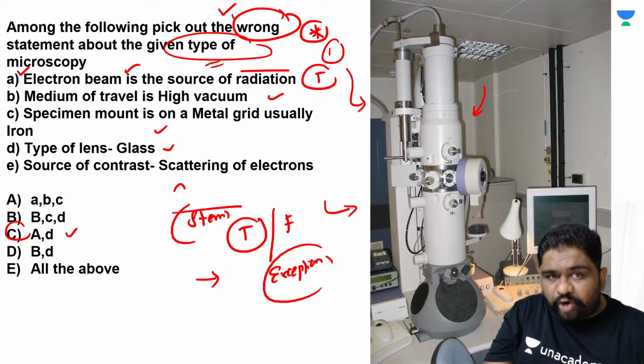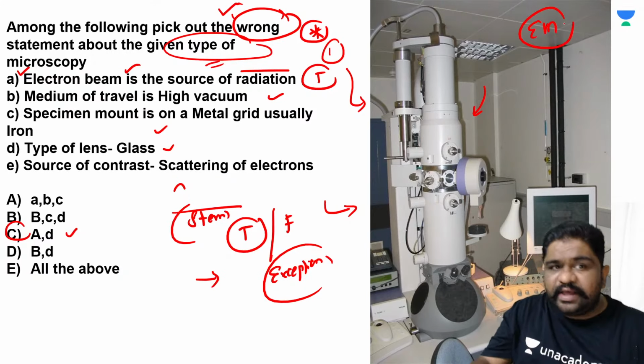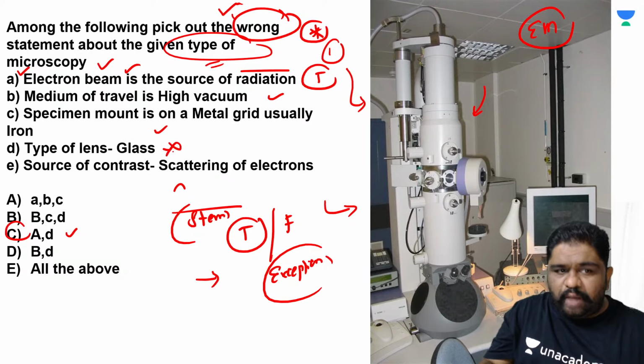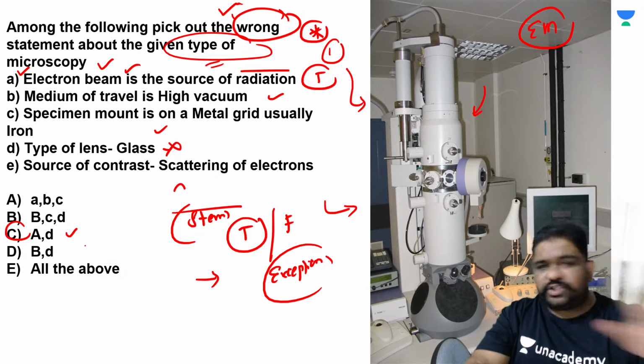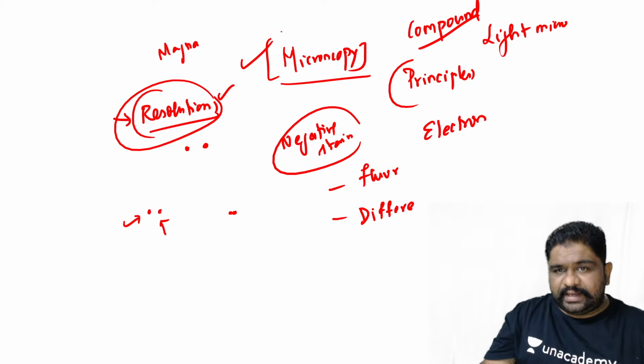This is about picking the wrong statement in the given type of microscopy. This is electron microscopy. Electron beam is the source of radiation. It cannot be wrong. And the type of lens is glass. That is also wrong. But D may not be the only thing for it to be wrong. Okay. So we'll discuss this question tomorrow in the session. Now let's go back to the topics discussion. Yeah, so learn about microscopy in detail.